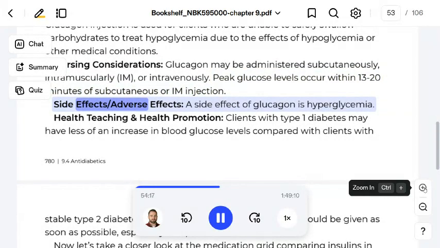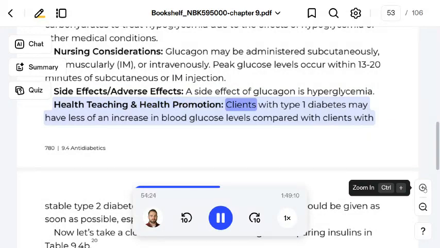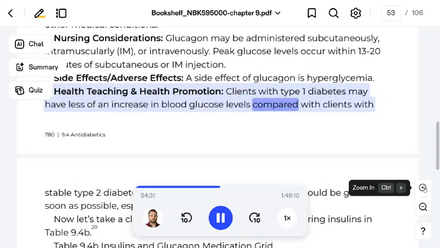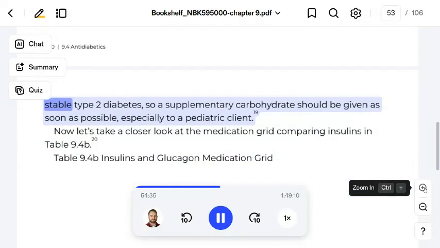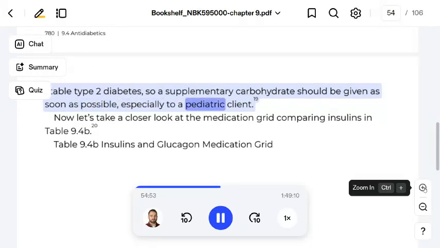Side effects, adverse effects. A side effect of glucagon is hyperglycemia. Health teaching and health promotion. Clients with type 1 diabetes may have less of an increase in blood glucose levels compared with clients with stable type 2 diabetes, so a supplementary carbohydrate should be given as soon as possible, especially to a pediatric client.